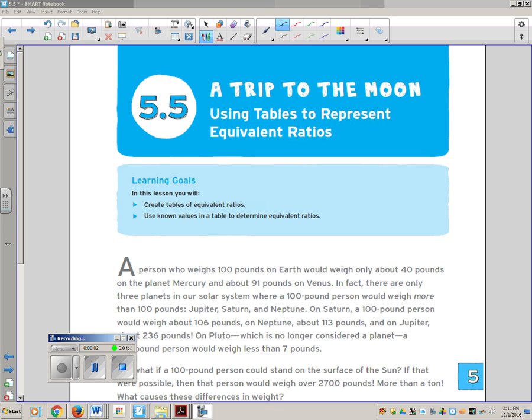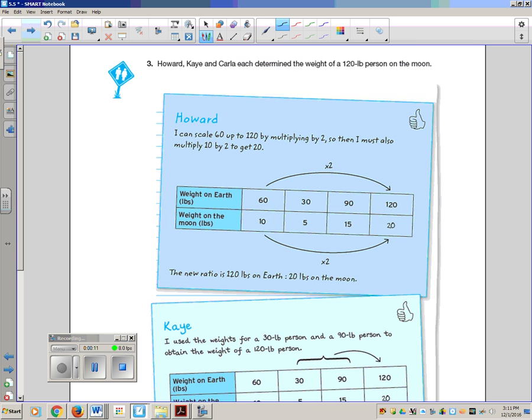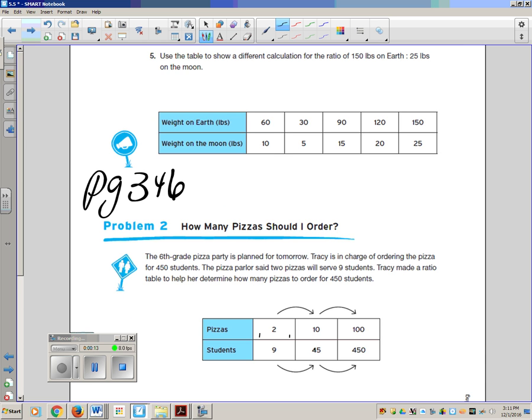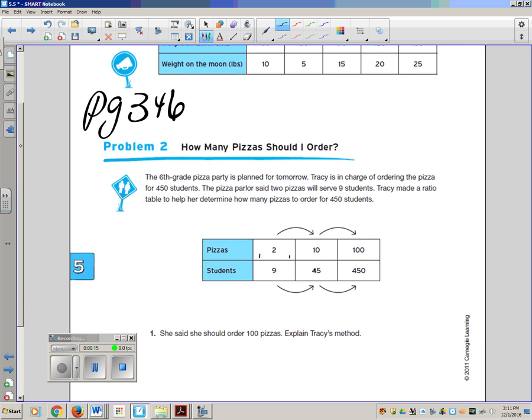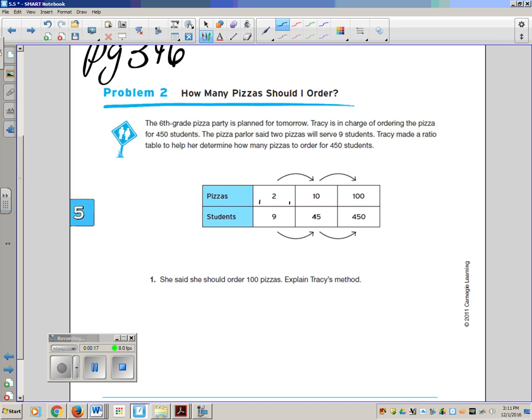Chapter 5, Section 5. In this section we are going to be using tables to show our equivalent ratios. We are going to start on page 346. This is an example of a chart that we're going to be using.